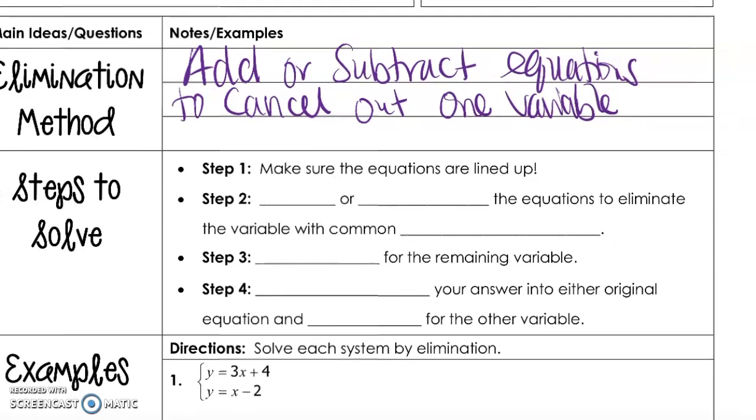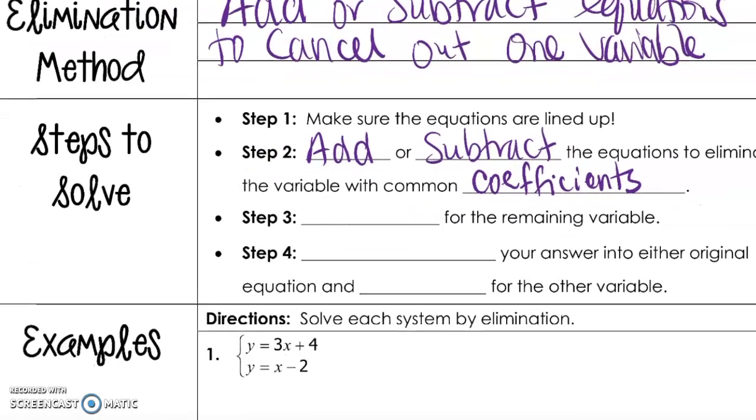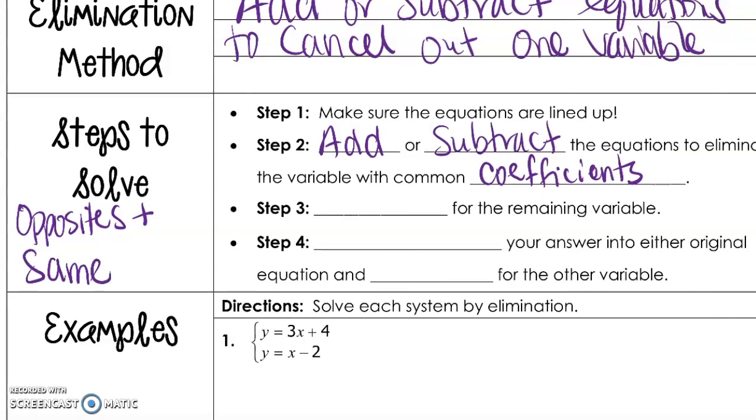Step two, you're either going to add or subtract the equations to eliminate the variable with common coefficients. Remember, coefficients are the numbers in front of the variables. To make this a little bit easier, if they are opposites, like positive and negative 5, you are going to add. If you do 5 plus negative 5, that cancels out to 0. If they're the same, so 5 and 5, you need to subtract to get rid of them.